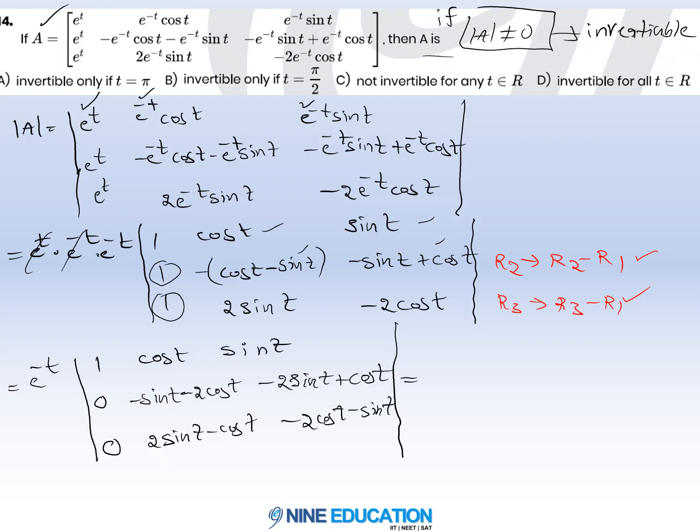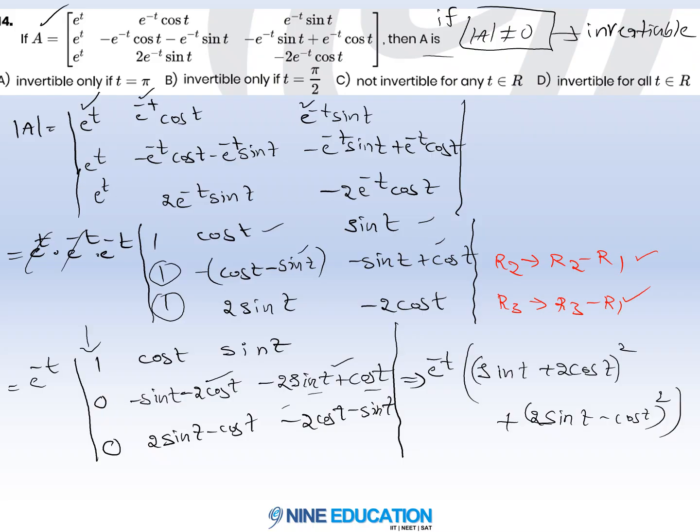Now let's expand the determinant here across column 1, e power minus t into the multiplication of these two. So minus we can take common, minus into minus plus, it will be sin t plus 2 cos t whole square, minus multiplication of these two. 2 sin minus cos, minus 2 sin plus cos. Here we can take minus common, we'll get 2 sin minus cos here. So minus of minus plus, it will be 2 sin t minus cos t whole square. It is just determinant expansion here, which everyone can do. So expand these two brackets.